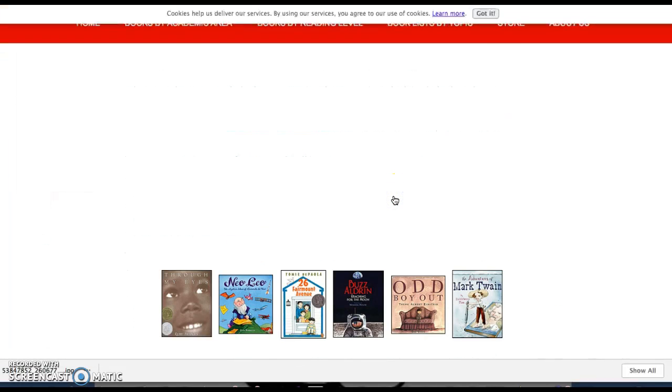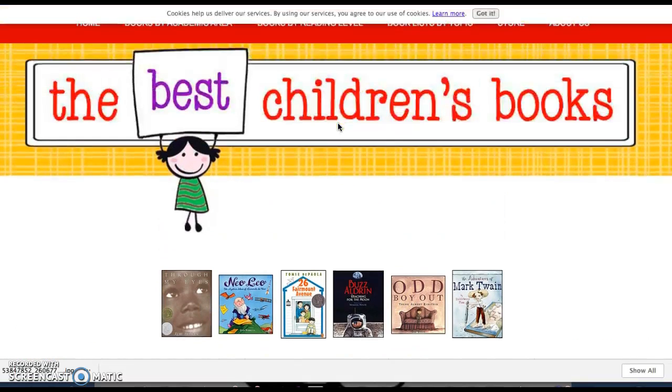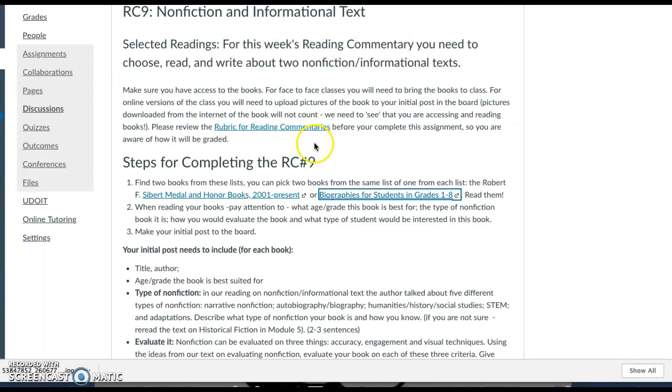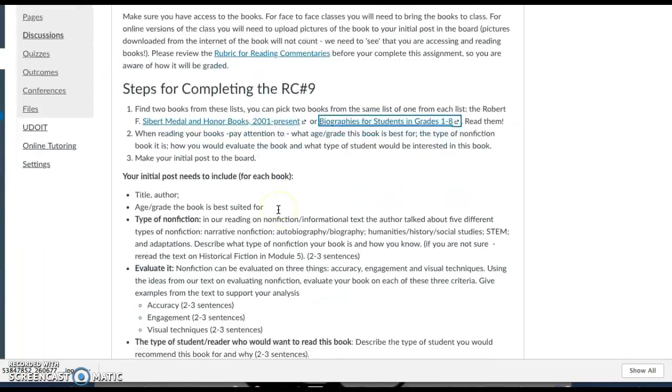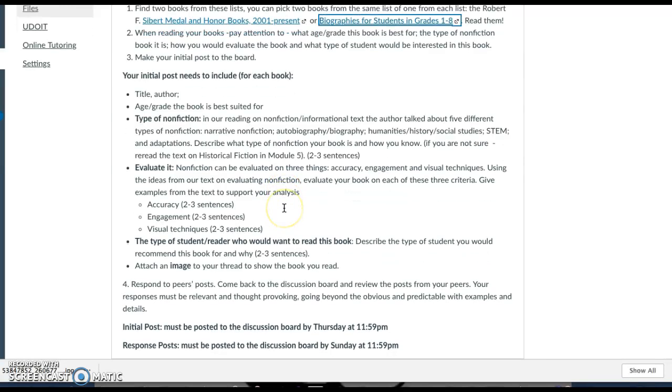And yes, they're both working, which is always a good thing. So pick 2, go down to your library and choose which 2 you would like to do. And then in your reading, of course, you're going to tell us about both books, your title, author, the grade and age the book would be best suited for, and then type of nonfiction.